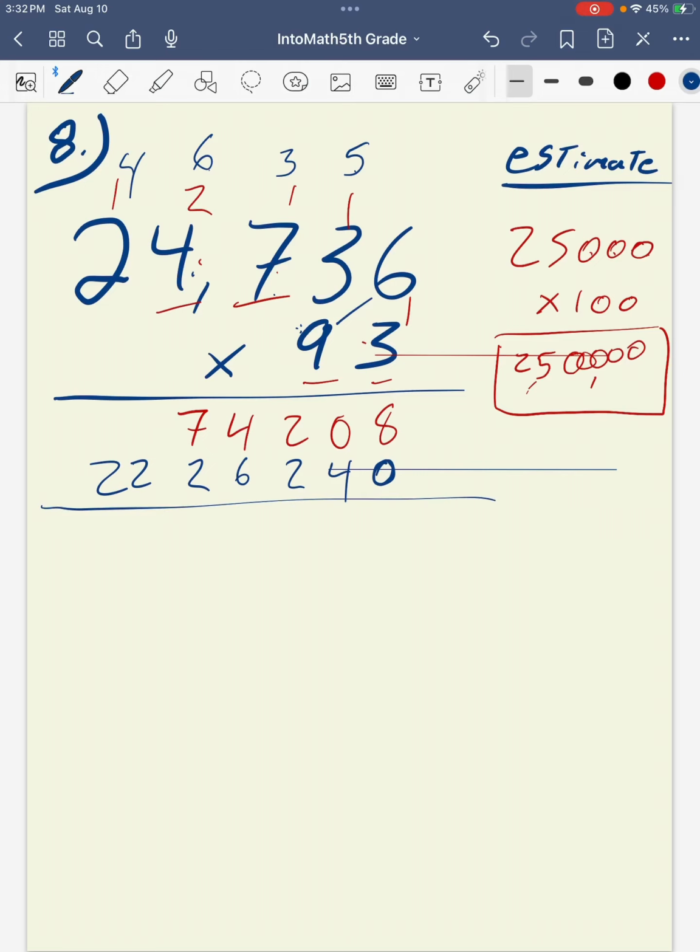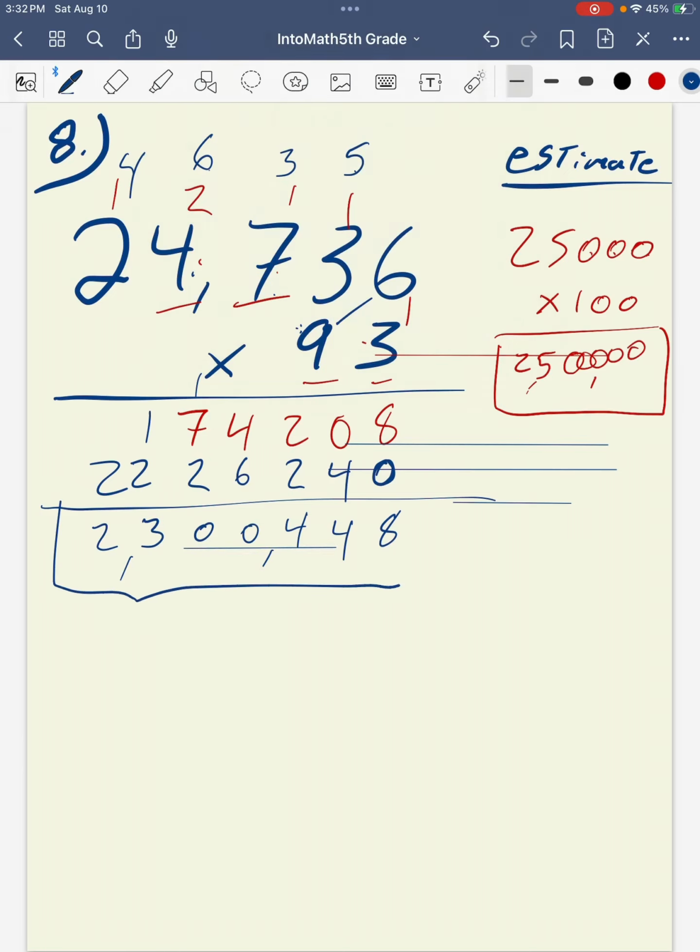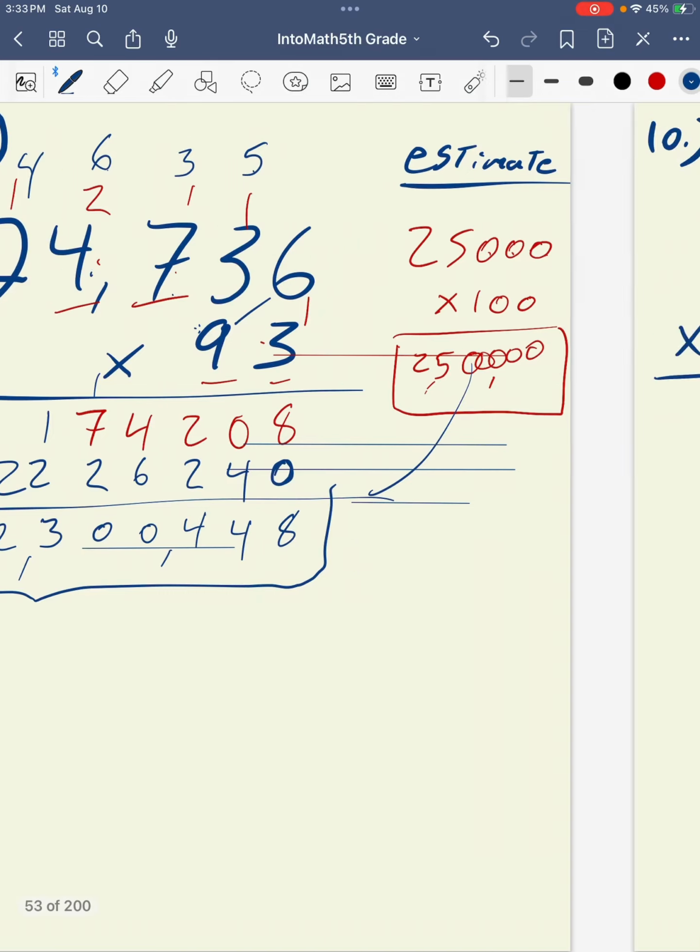I now add up my two partial products. 8 plus 0 is 8. 0 plus 4 is 4. 2 plus 2 is 4. 4 plus 6 is 10. Carry my 1. 7 plus 2 is 9, plus 1 for another 10. Place my 0, carry the 1. 1 plus 2 is 3, with another 2. Place in my commas, and we have that the total product of 24,736 times 93 is 2,300,448. This is reasonable as we estimated it at 2.5 million.